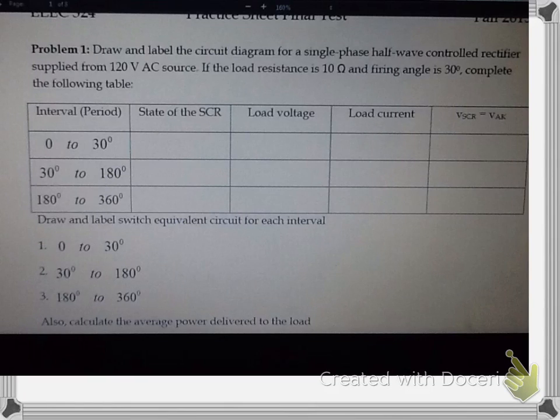So we'll be solving this problem, which is about a single phase half wave controlled rectifier. The first thing is to draw its circuit diagram, and then we'll look at its switch equivalence, then we'll fill in this table. And then we'll calculate the average power delivered to the load.